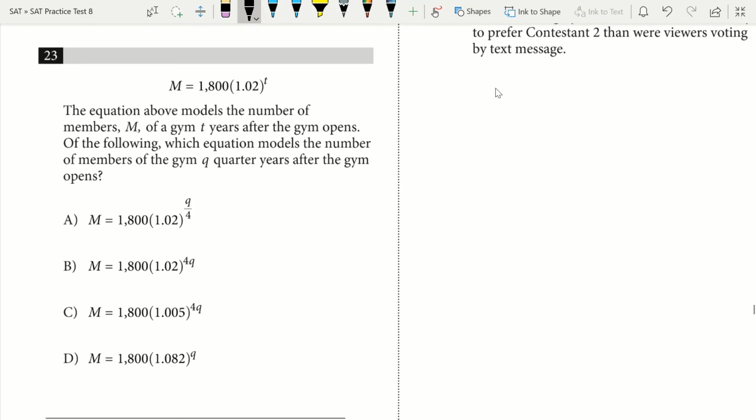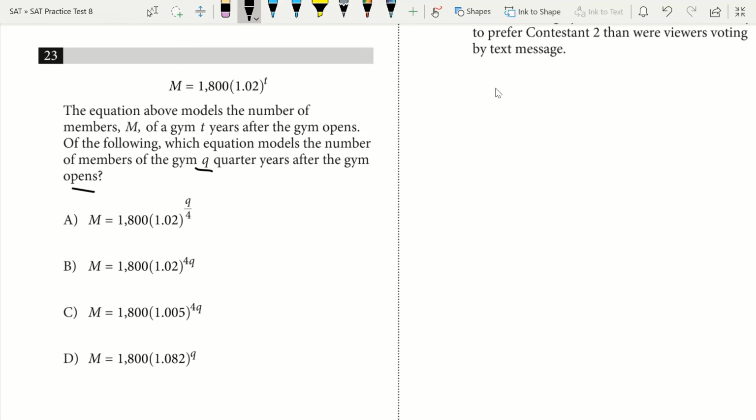Question 23. M is equal to 1800 times 1.02 to the power of T. The equation above models the number of members M of a gym T years after the gym opens. Of the following, which models the number of members of the gym Q quarters after the gym opens?